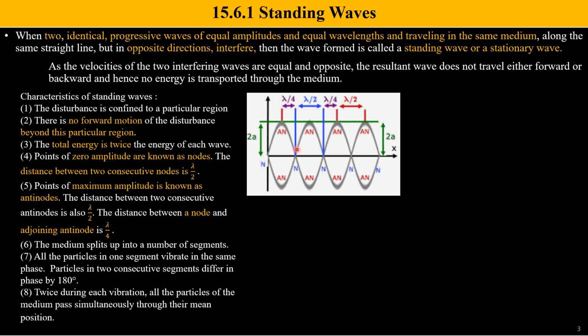The medium splits up into a number of segments. You see here, this is one segment and another segment and this. So the length of the string is split into a number of segments. All the particles in one segment vibrate in the same phase, and particles in two consecutive segments differ by 180 degrees. So here you see the phase gets reversed, hence the particles in two consecutive segments differ by 180 degrees. Hence this is the 180 degree reversal.